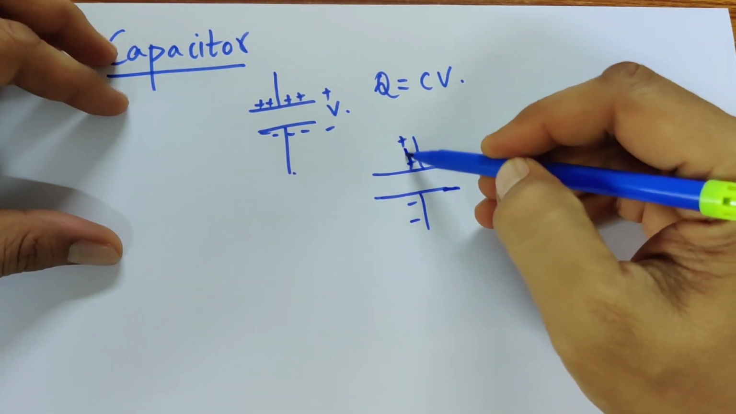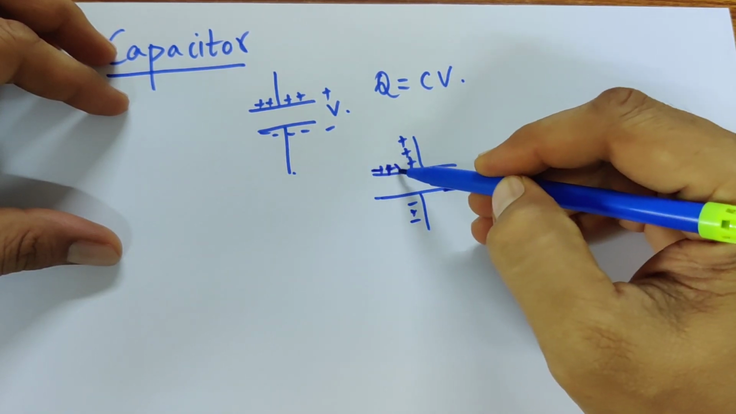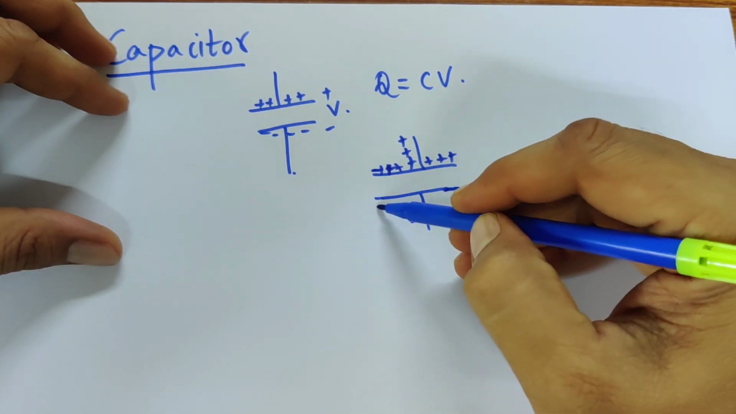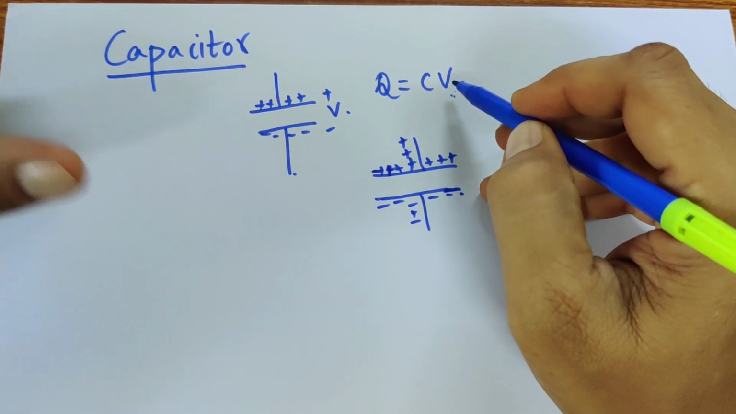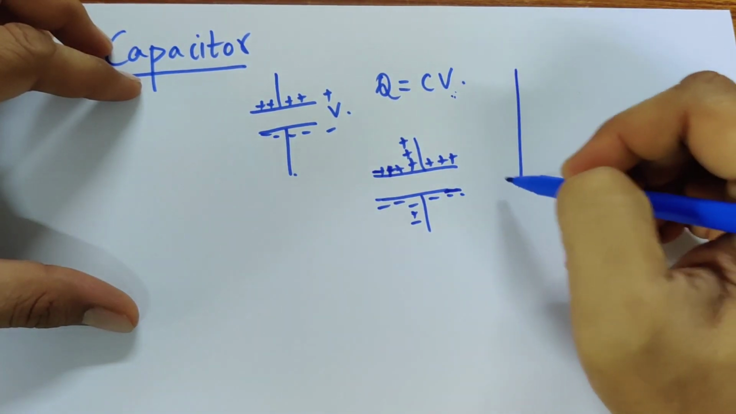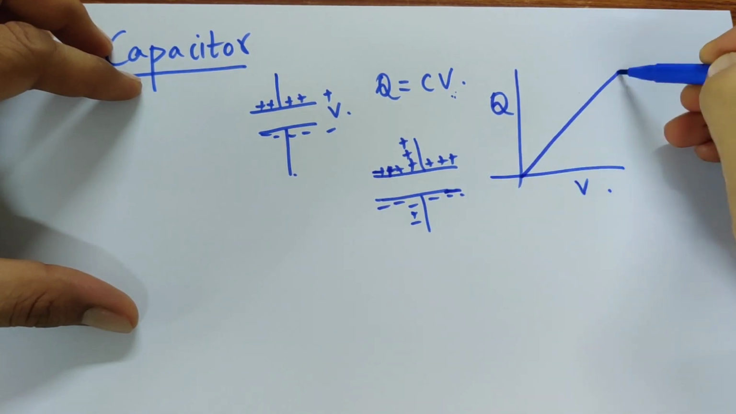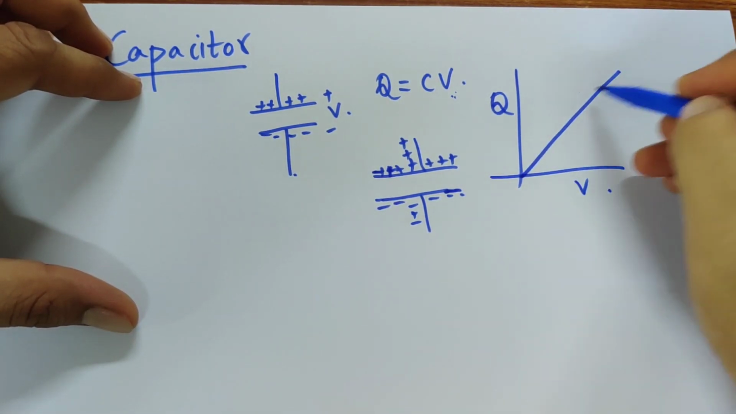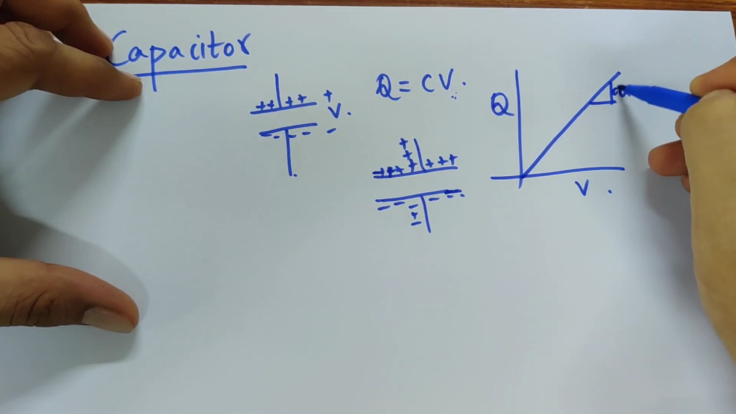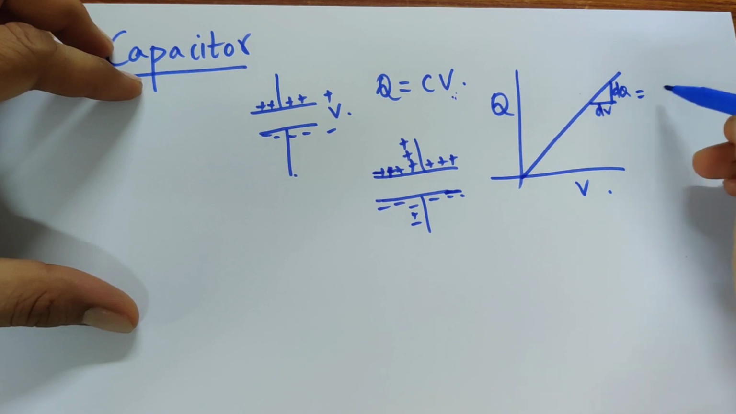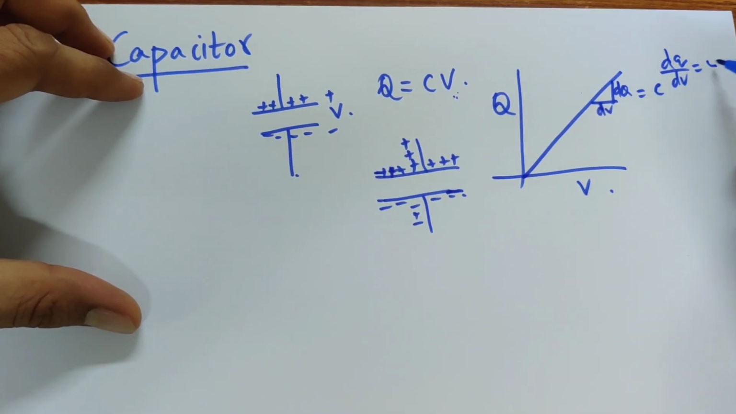Then as I bring the third charge and fourth charge, basically as I am loading up the capacitor, I am doing more and more work. Remember, work per unit charge is voltage. So if you look at this curve, it's a linear curve, and in this linear curve the slope, Q divided by V or dQ divided by dV, is what is called C. So dQ by dV is C.